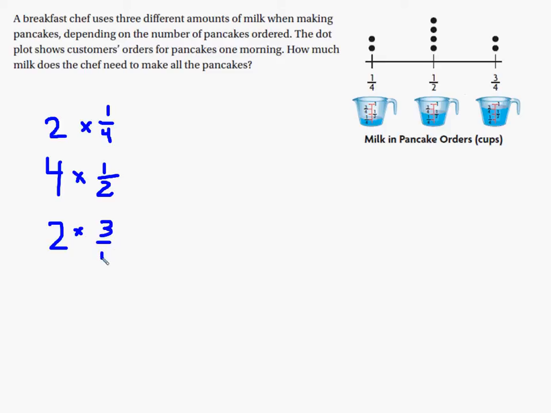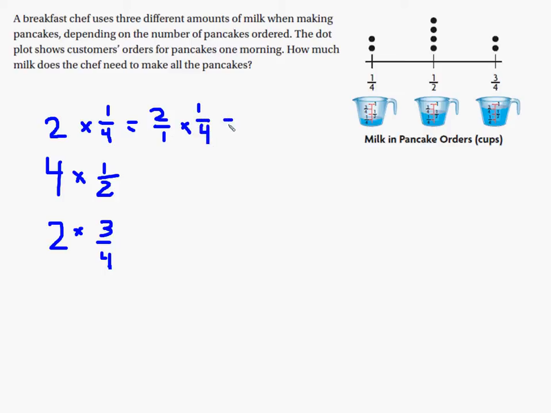Okay, so now if we remember how to multiply fractions, first thing we've got to do is change this whole number to a fraction. So I'm going to change this to 2 over 1. That's the same thing as 2. I multiply that by 1/4.